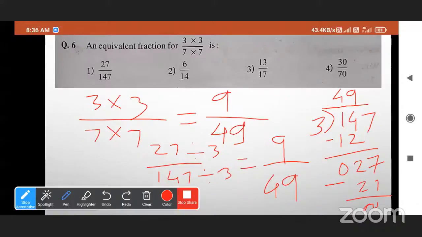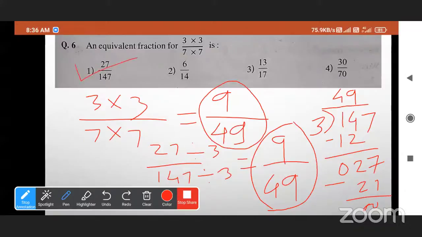Yes. 9 upon 49 is already given here, and here it also comes 9 upon 49. See here, 27 upon 147 is given. So is it equivalent? Yes. So the first one is equivalent to the given fraction.